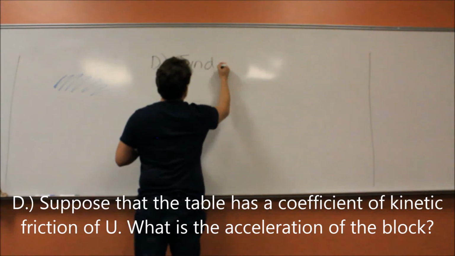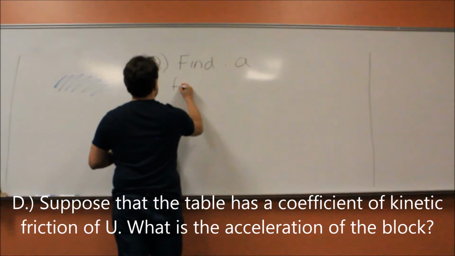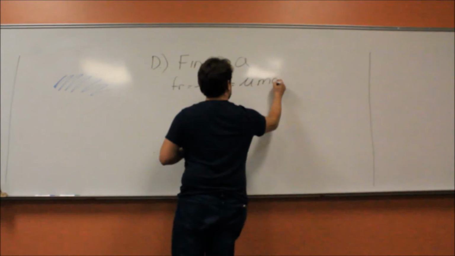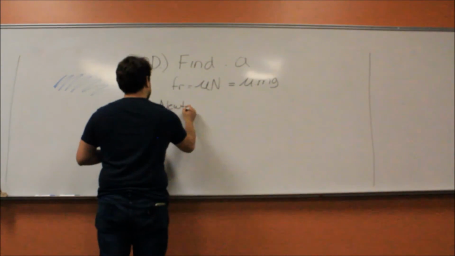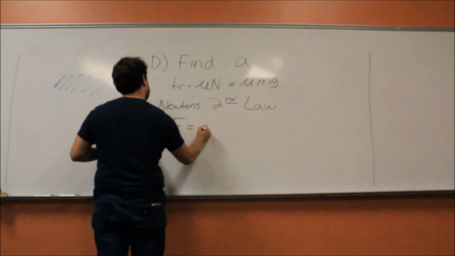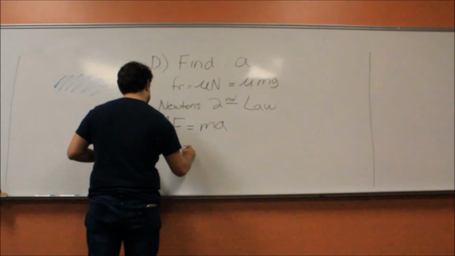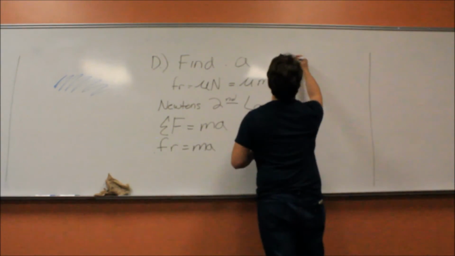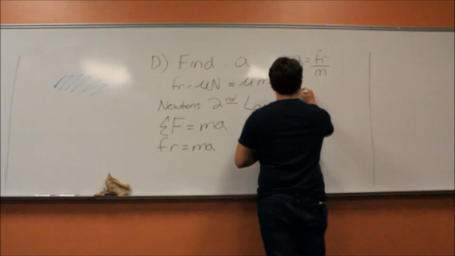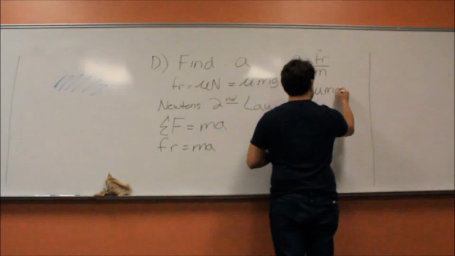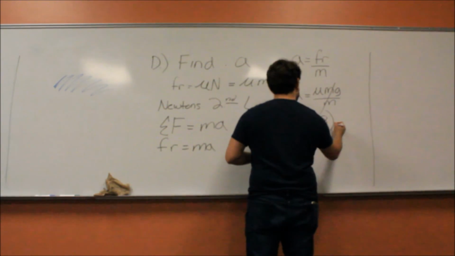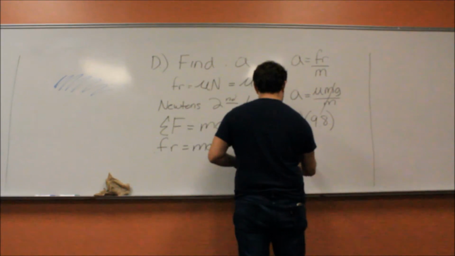Suppose that the table has a coefficient of kinetic friction of mu. What is the acceleration of the block? Our known is mu equals 0.4, our mass is 5 kilograms, and gravity equals 9.8 meters per second squared. We're finding a. Friction equals mu times the normal force, or mu times mass times gravity. Newton's second law states that friction equals mass times acceleration. Therefore, acceleration equals friction over mass. To get that, we multiply 0.4 times 9.8, and the masses cancel. That leaves us with an acceleration of 3.92 meters per second squared.